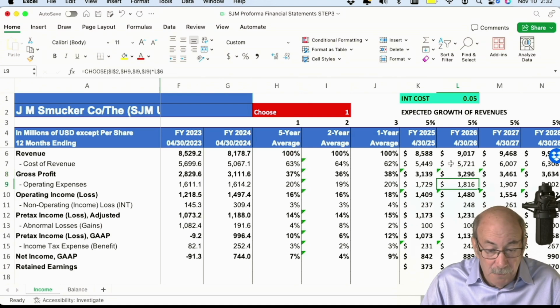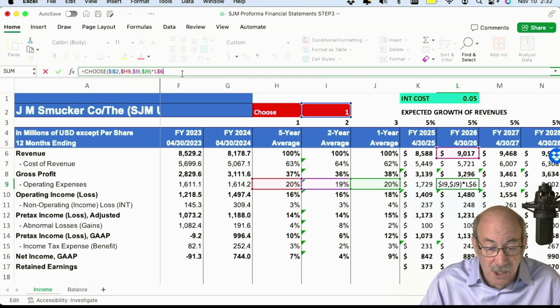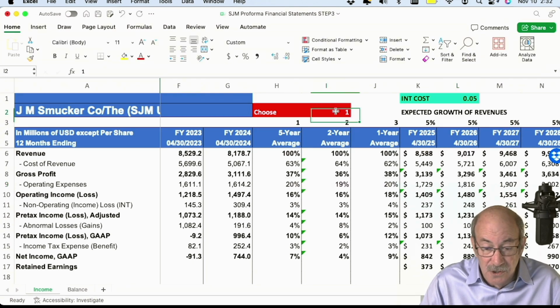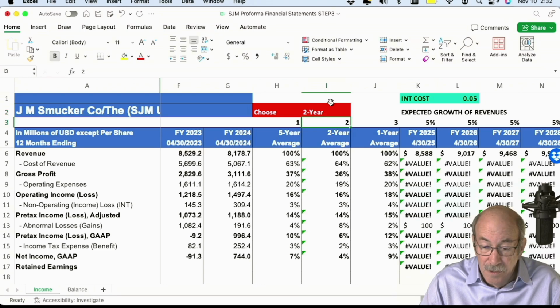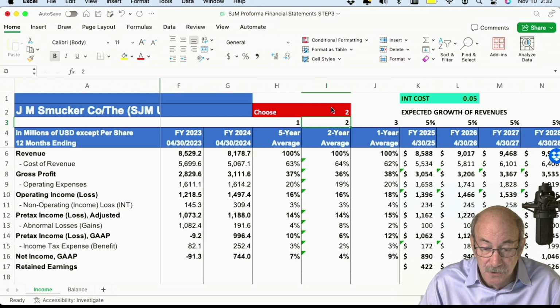And then here's my operating expenses. Again, that goes back to the choose function because that's a percent of sales. And in this case, I've chosen to use the 5-year average. If I change it to the 2-year average, oops, that wasn't right. I just want 2, not 2-year. You'll notice how the numbers shift around a little bit. Not a lot, because these averages are pretty stable across all 3 of the assumptions that I've made here. You go back to 1 year.